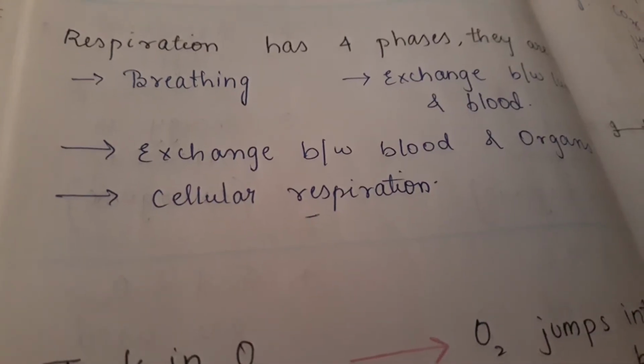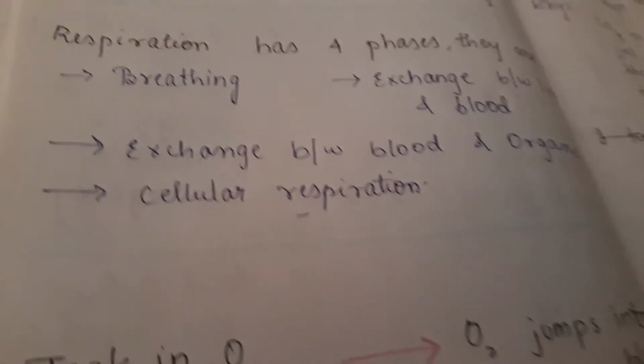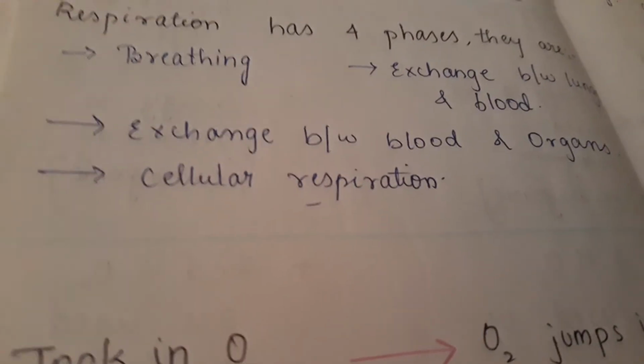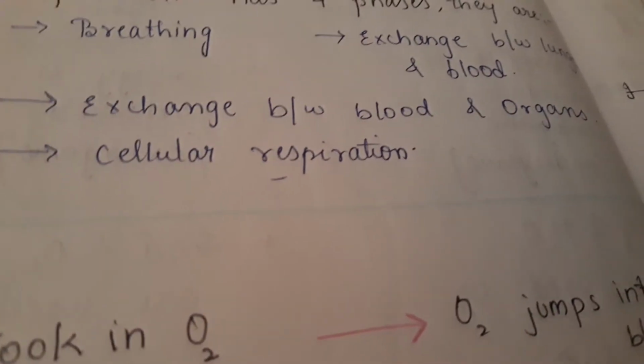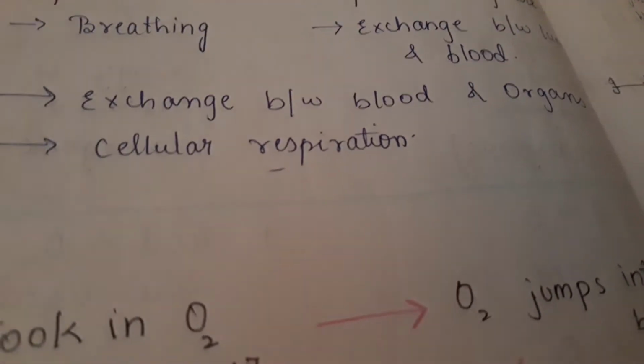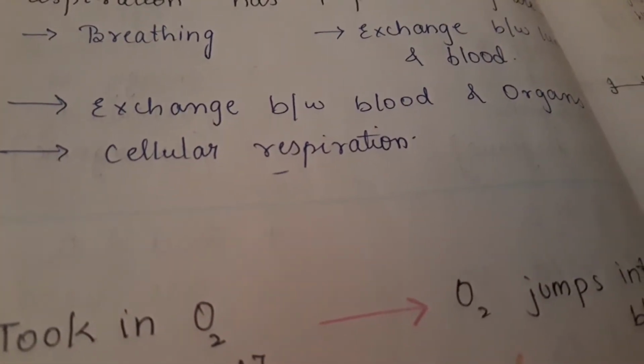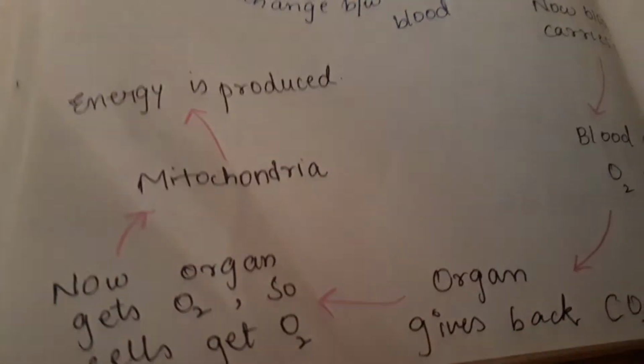Now see, respiration has 4 phases. They are breathing, then exchange between lungs and blood, then exchange between blood and organs, and then cellular respiration takes place. So I have a flow chart for you to understand. It's very easy.